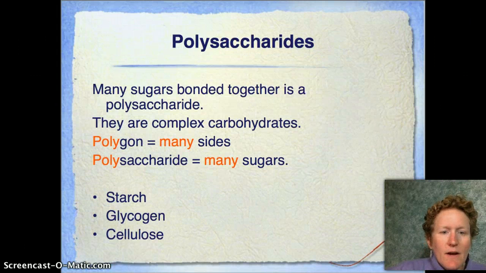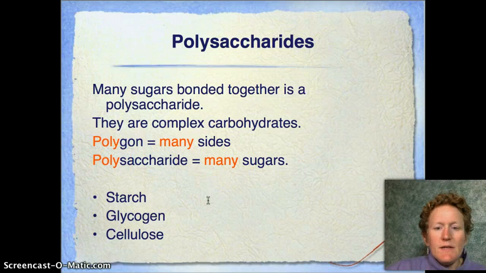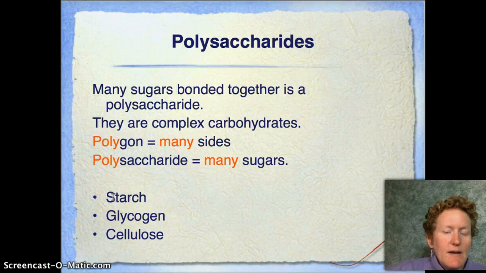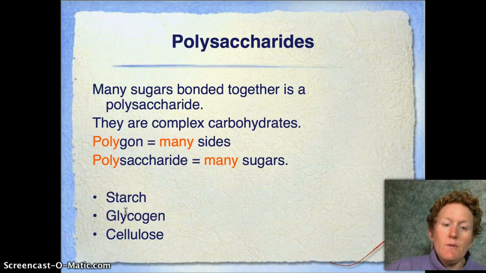Polysaccharides are another kind of carbohydrate. Poly means many, like a polygon has many sides. A polysaccharide has many sugars. It's many sugars stuck together, bonded together. Starch is an example of a complex carbohydrate or polysaccharide. Glycogen and cellulose are also examples of polysaccharides, many sugars put together in a complex molecule or a complex carbohydrate.